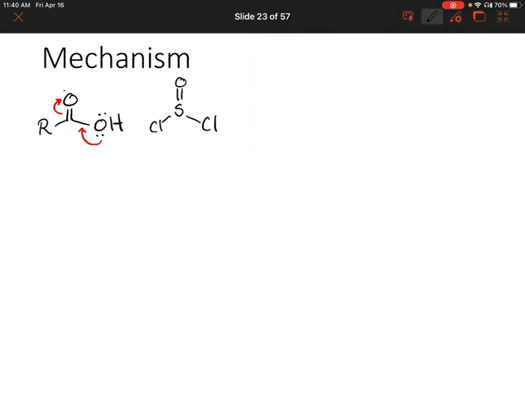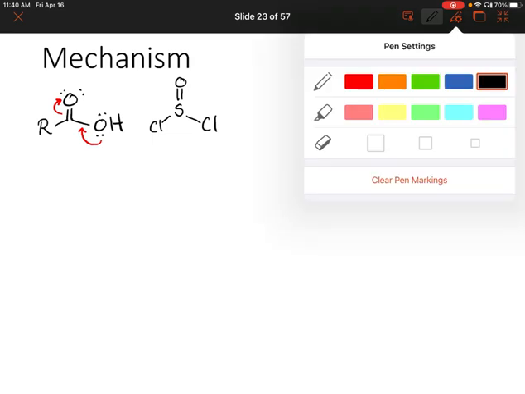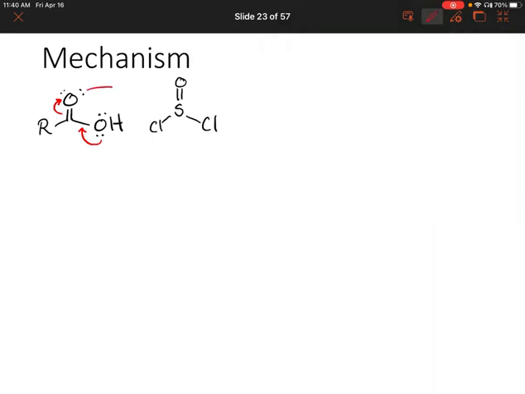And now, because that oxygen will be negatively charged, it is going to then attack the sulfur atom in thionyl chloride. So our carboxylic acid is acting as a nucleophile. Now, when that oxygen attacks sulfur, we're also going to move electrons up to the oxygen on sulfur. So a lot happens just in that first step. So now we have formed an intermediate.